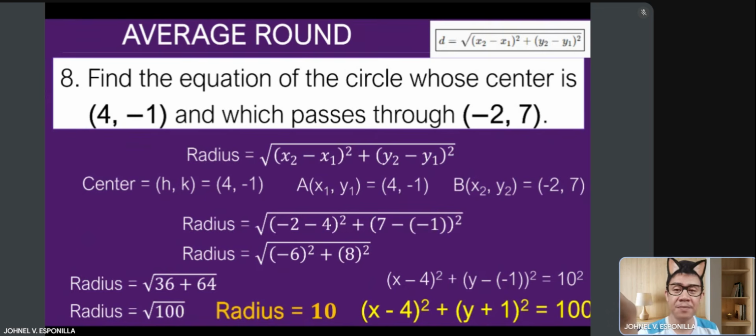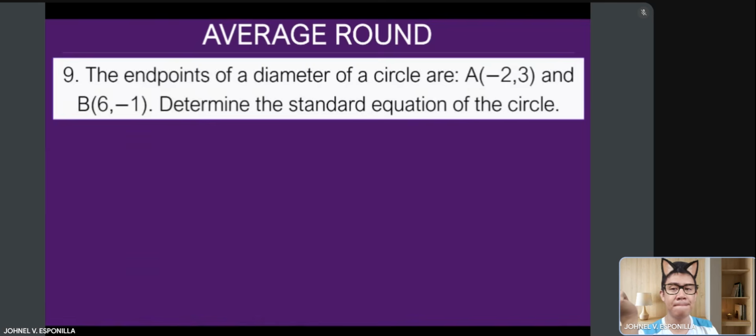Okay, next number 9. The endpoints of a diameter of a circle are negative 2, 3, and 6, negative 1. Determine the standard equation of the circle. So same din, no? Kung ano ginawa sa number 7 and 8, ganito din ang gagawin ninyo. Sige po, pwede nyo i-pause yung video, sagutan nyo, then compare nyo po kung tama po ang sagot ninyo. And I'll resume at 3, 2, 1.